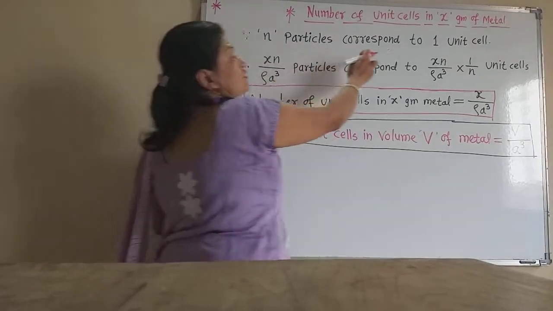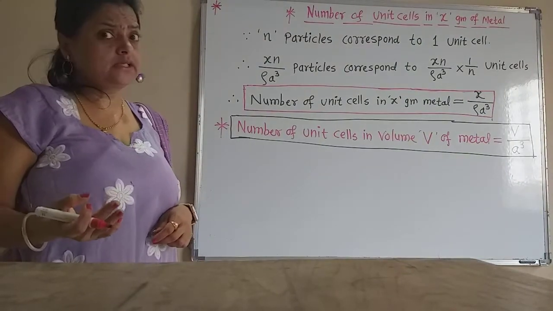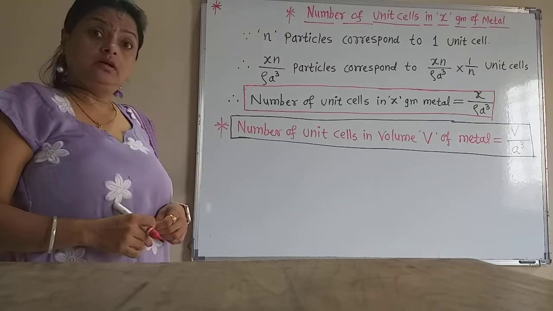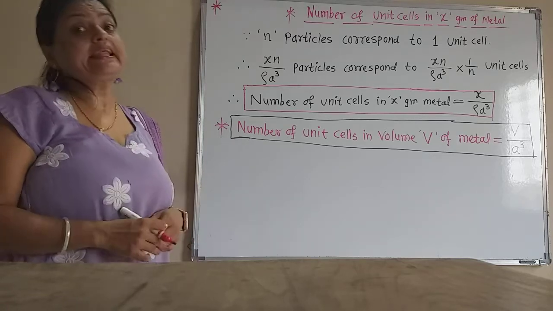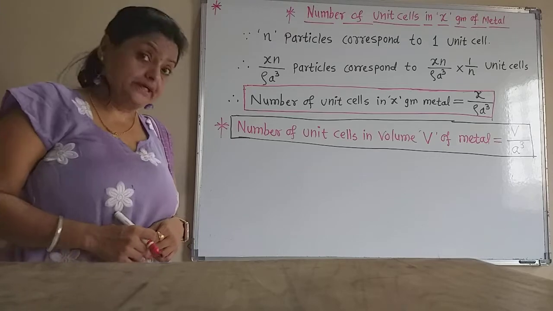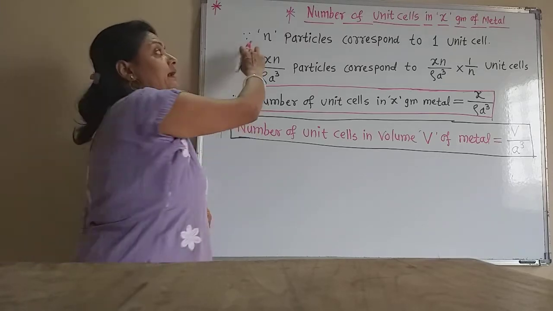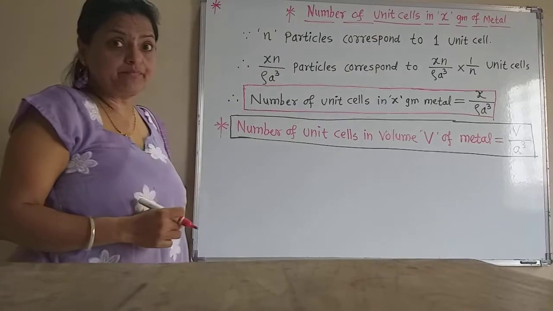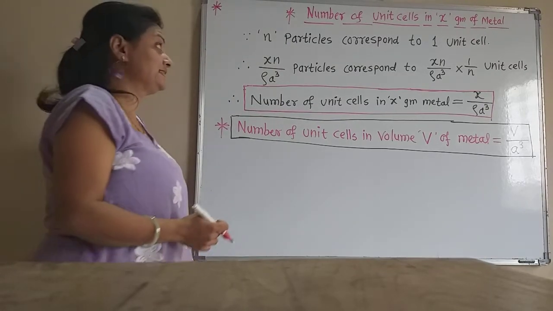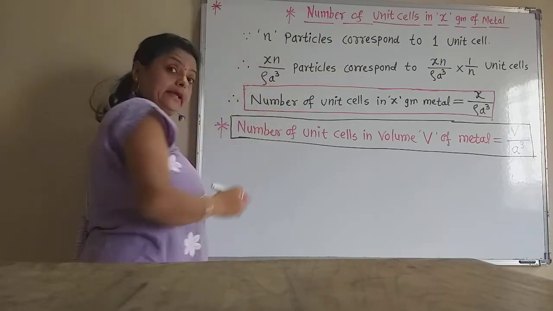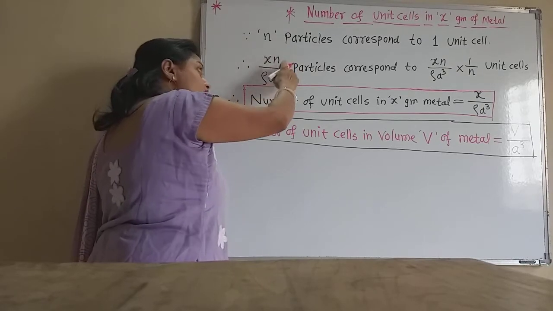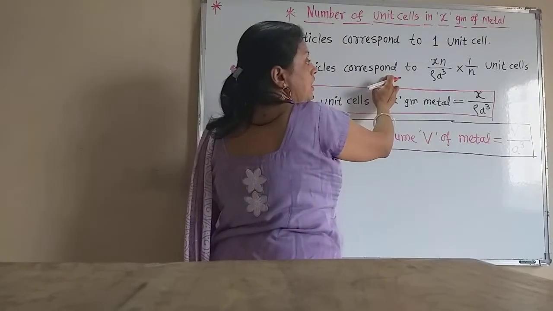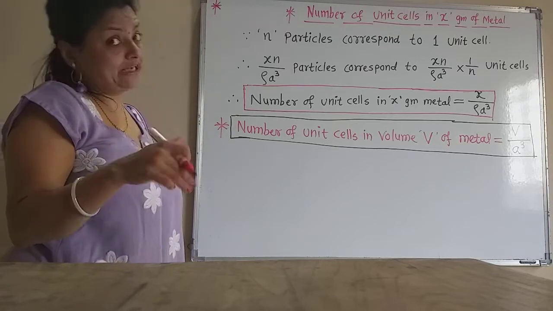We know that n particles correspond to 1 unit cell, because in 1 unit cell there are n particles. So in the given mass, that is x gram of the metal, how many unit cells are present is calculated as: n particles correspond to 1 unit cell. Then the number of particles in the x gram is given as x into n divided by rho into a cube. These particles correspond to how many unit cells?